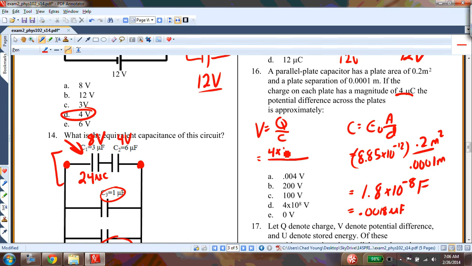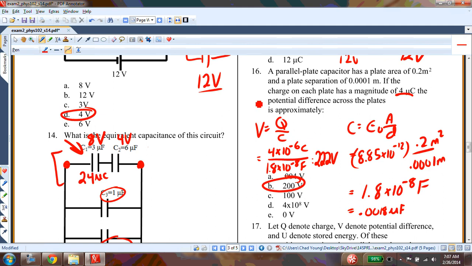So this is going to be 4 times 10 to the minus 6 coulombs. Here you have to be careful with your units. 1.8 times 10 to the minus 8 farads. And I get 222. But keeping proper sig figs is going to be just 200 volts. So number 16 is B.